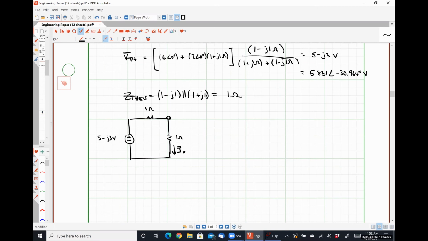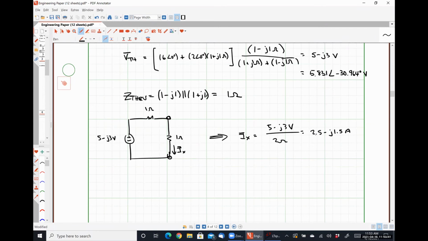Just to be clear here, everything to the left of that pair of terminals is my Thevenin equivalent circuit, and I'm putting my 1 ohm resistor that I took out earlier back in. So from this, Ix is just 5 minus j3 volts over 2 ohms. That's going to be 2.5 minus j1.5 amps, which is the exact answer we got earlier in rectangular form.